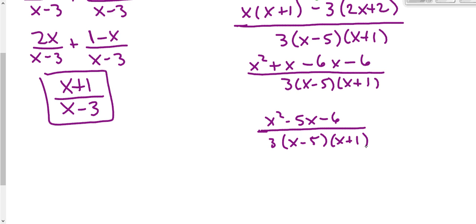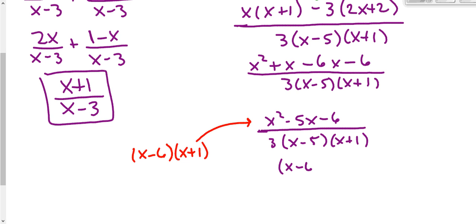Now maybe we're done, but maybe not. We don't know because we have not yet factored the numerator. Maybe it's going to reduce with the denominator. Let's check it out. Does that numerator factor? That would be x minus 6 times x plus 1, right? Well, it does. So we could write it that way.